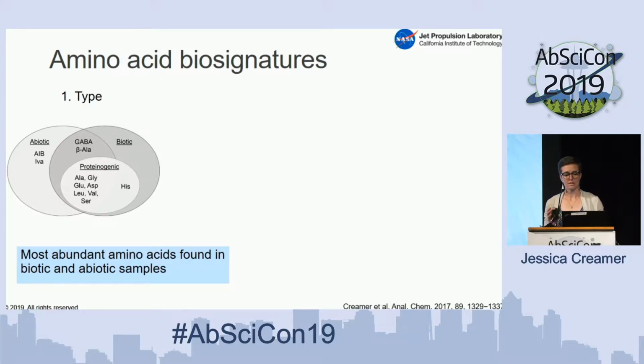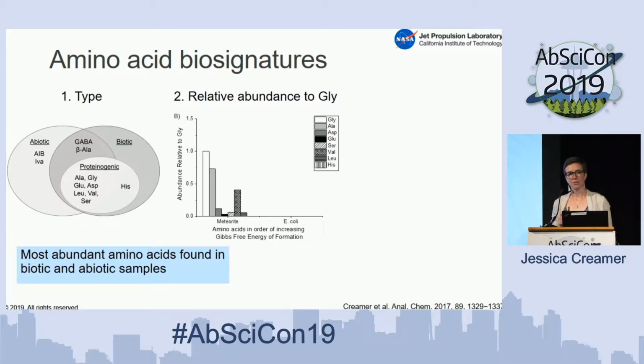One of those patterns is what type of amino acids are there. In particular, histidine is only made through biotic chemistry, so if you were to find that somewhere, and we didn't bring it with us, then it would be a good indication that something other than abiotic chemistry was taking place.